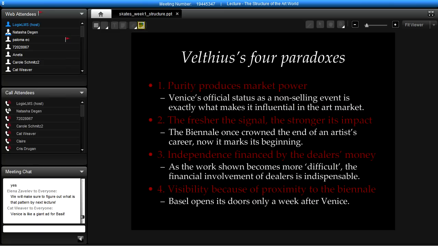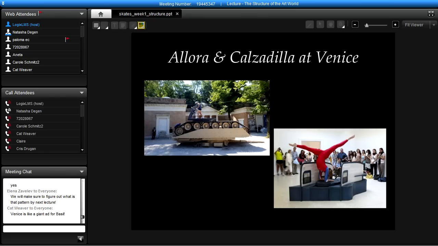The third paradox is that independence is financed by dealers' money. And this is quite interesting. In recent years, you might have noticed, if you attended the Venice Biennale or read reports or reviews of the art on show, you increasingly see large-scale installations, video work that's not typically the most sellable or considered the most marketable, work that is so-called difficult, new media art that's very large or ephemeral.